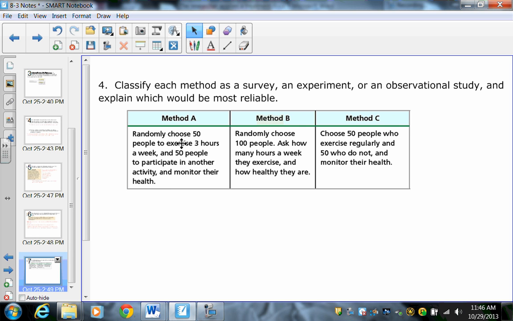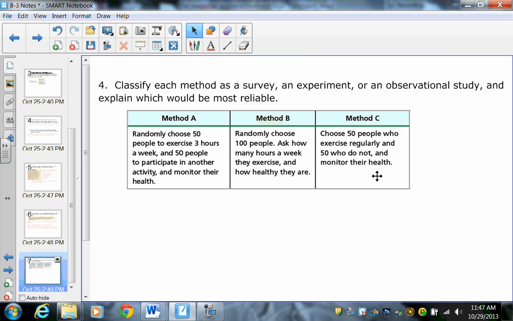In method A, we're randomly choosing 50 people to exercise 3 hours a week and 50 people to participate in another activity, and then we're going to monitor their health. Because we're randomly choosing people and placing them into treatment groups, this would be an experiment. Method B, randomly choose 100 people, ask how many hours a week they exercise and how healthy they are. Because you're just asking questions, method B would be a survey.